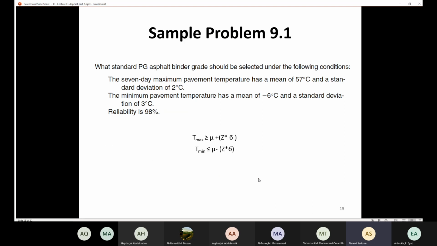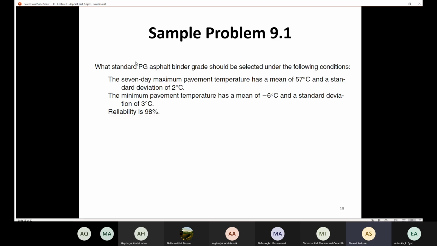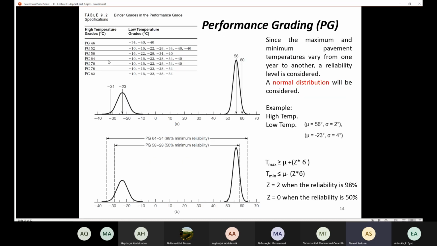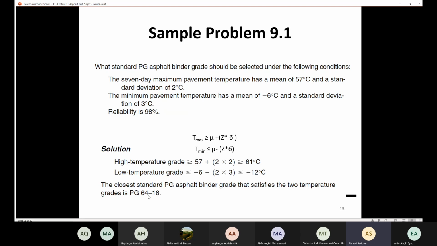So then again, I'm going to get back to the table here. I'm going to look for my value. The value here is minus 12. So minus 12, the nearest one is minus 16. So I'm going to choose minus 16. So here, the final PG is going to be 64 minus 16. This is how we choose the values.